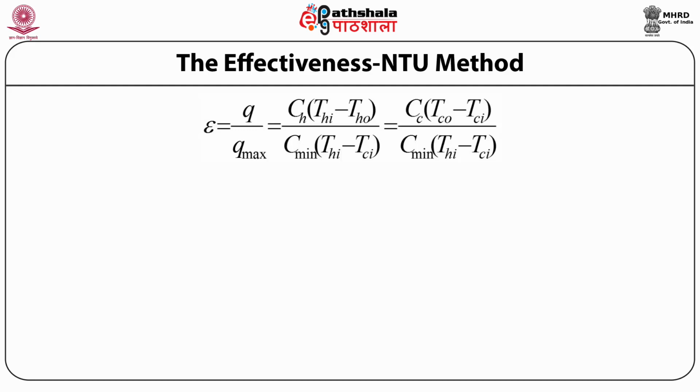So effectiveness of the heat exchanger epsilon equals Q divided by Q max, which is equal to Ch into Thi minus Tho divided by C minimum into Thi minus Tci, which may also be represented as Cc into Tco minus Tci divided by C minimum into Thi minus Tci.